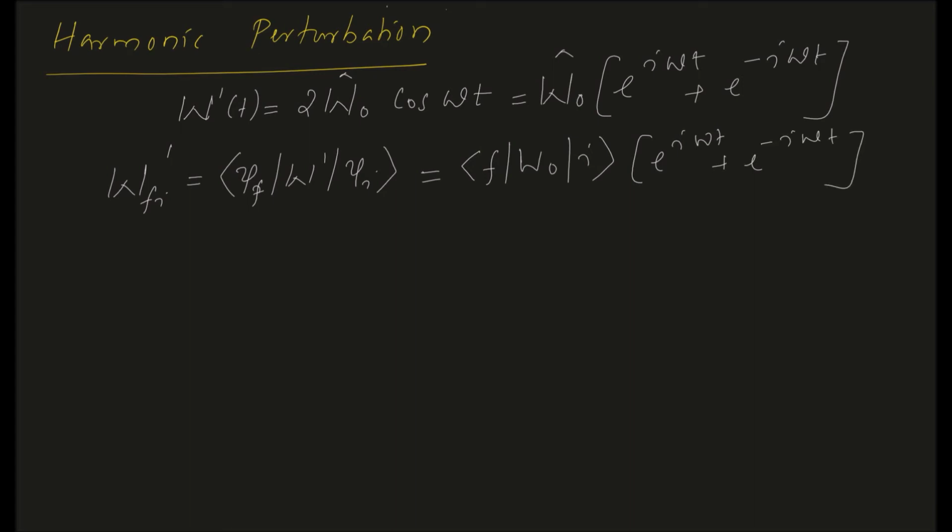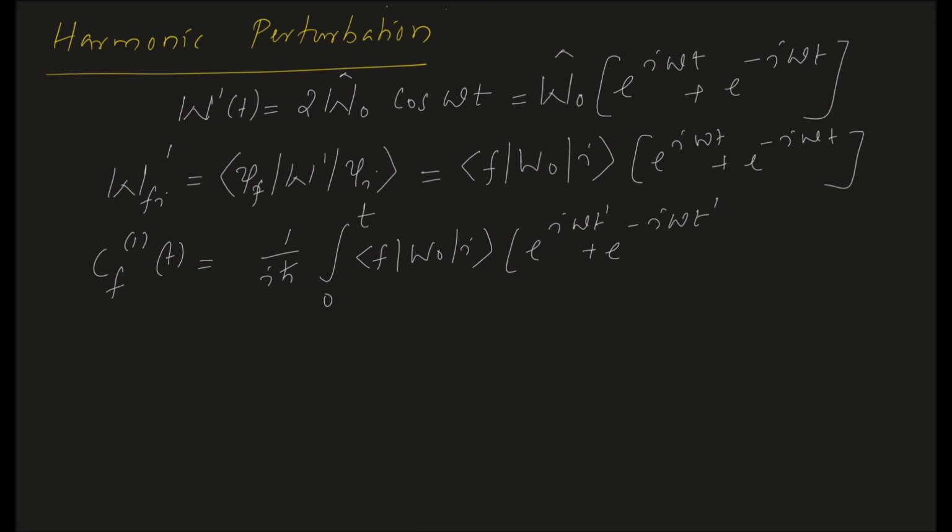If we substitute for this in the expression for C_f1 of t that we have seen in the previous class, C_f1 of t is given by 1 by i h cross, integral 0 to t, ⟨f|W0|i⟩ times e raised to i omega t' plus e raised to minus i omega t', then we have e raised to i omega_fi t' dt'.